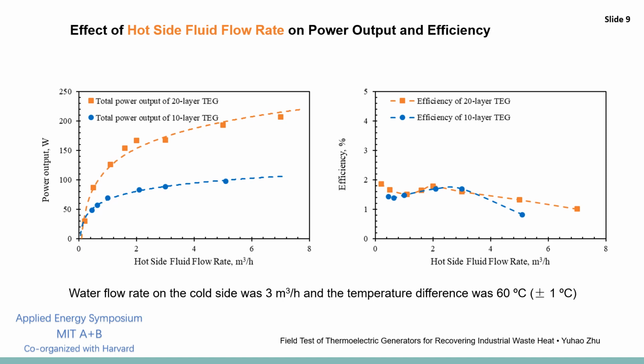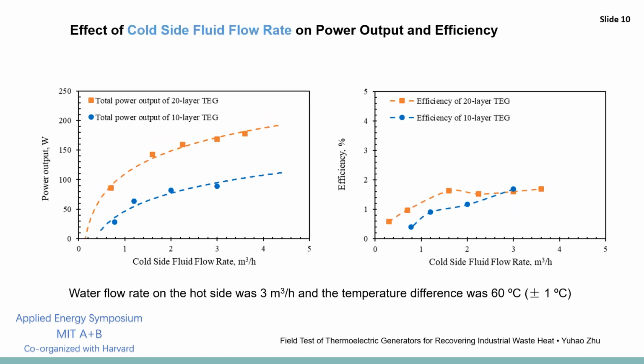The power output had also increased to a higher range when hot water flow rate was between 2 and 3 cubic meters per hour. The hot water flow rate of 2 to 3 cubic meters per hour might be a reasonable range to achieve high power output and high efficiency of the TEG at the same time in these cases.